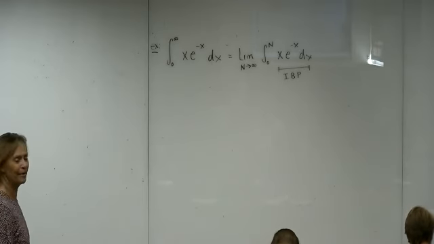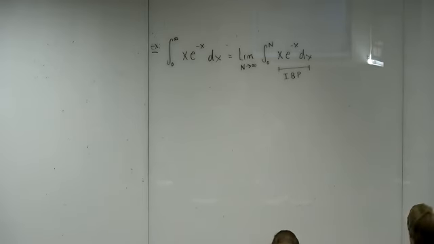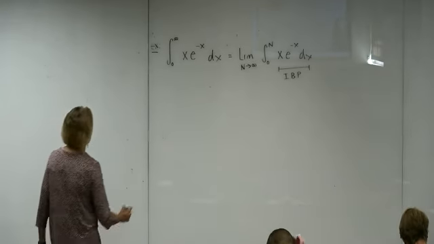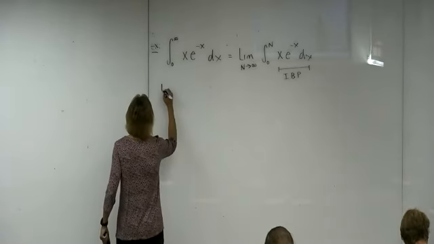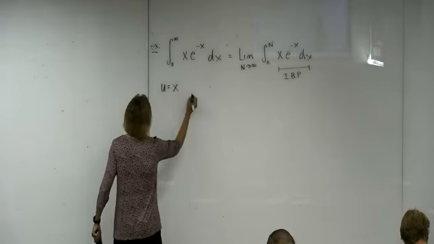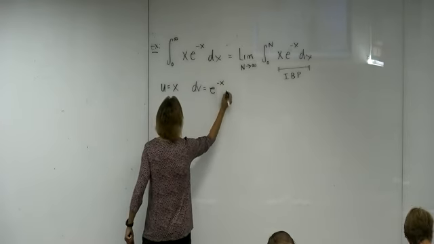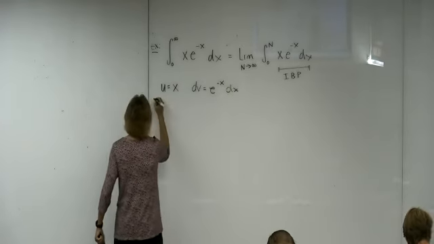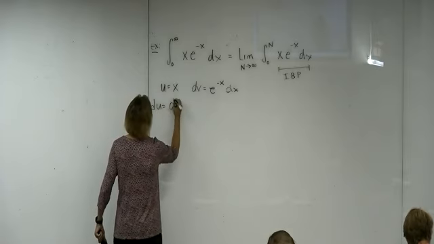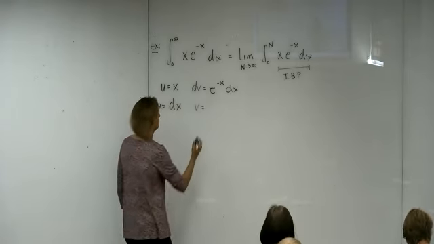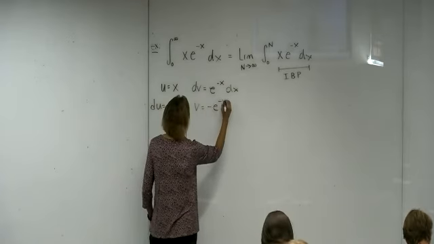Circular integration by parts? No, this one's a one-stepper. Do you take u? u is x and dv is e to the negative x. What's the integral of e to the minus x? Negative e to the negative x. There you go. Okay, I may have got it right.